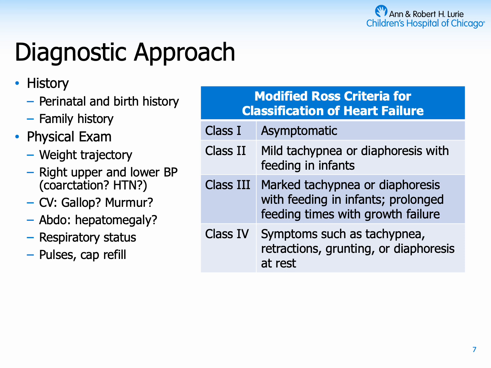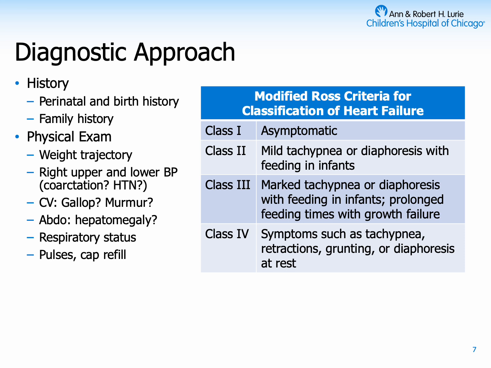Because of the broad differential, a thorough diagnostic approach is essential in order to guide appropriate treatment. Certainly a complete history, family history, and physical exam is essential, paying particular attention to signs of growth failure, upper and lower extremity blood pressure discrepancies, the presence of a gallop, hepatomegaly, tachypnea, and signs of poor perfusion.